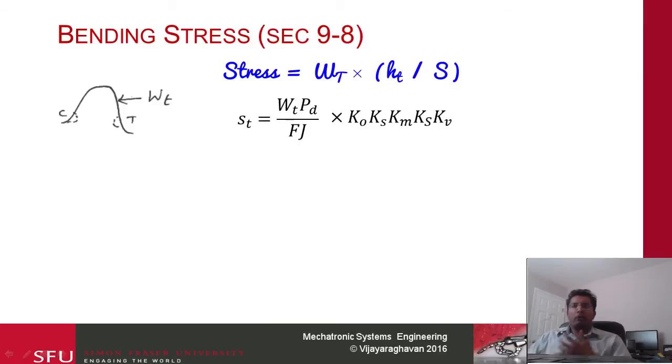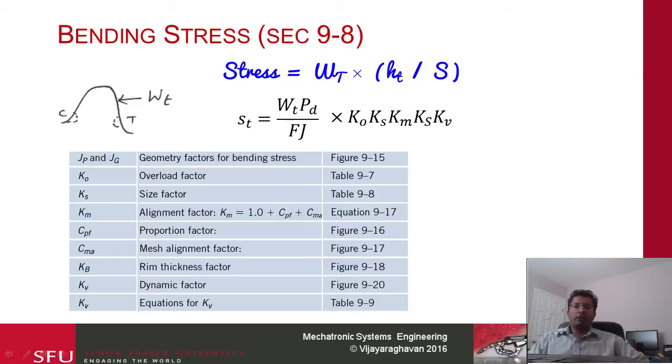You can look at the book for more details on what these factors are, but I have copied the figure with the table which lists them. Essentially J is the geometry factor, for which you would refer to figure 9-15. This is from the fifth edition of the book. The Ko is the overload factor, which measures the shock factor. If the loads are smooth, there isn't as much oscillation, and the maximum value is lower.